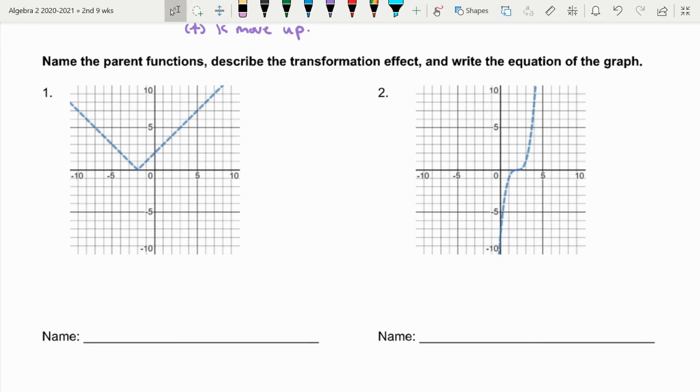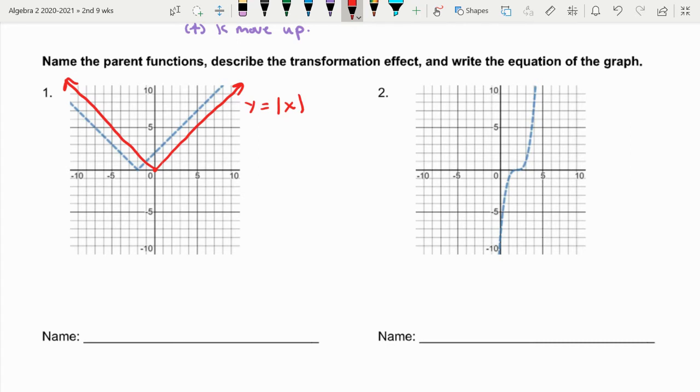It's a V shape, and the only parent function I know that has a V shape is the absolute value function. And that starts at the origin, goes up this way. Not a very straight drawer, but there it is, okay? And that is y equals the absolute value of x.